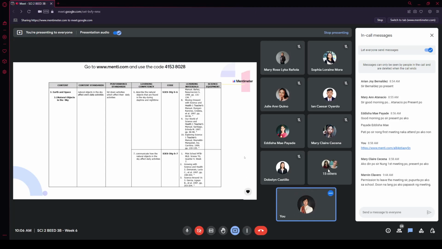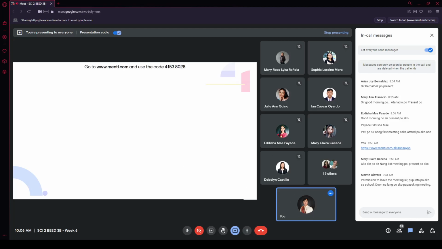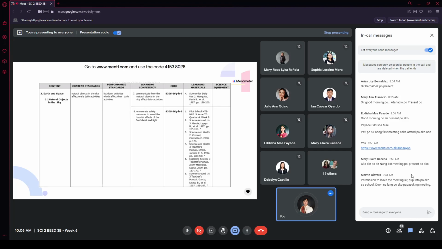Okay, and for the last topic for Earth and Space Science, we have the last learning competency: enumerate safety measures to avoid the harmful effects of the sun's heat and light. So you can let them say use lotion, the one with the SPF, sunblock, yeah, that's the term. Or drink a lot of water, or bring umbrellas to avoid the heat of the sun.